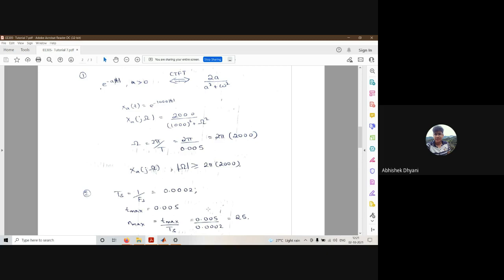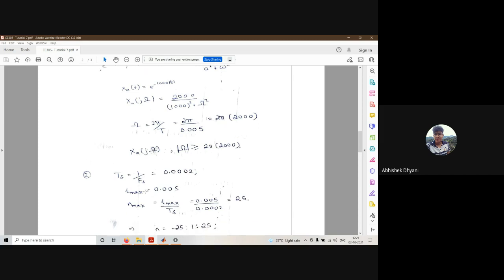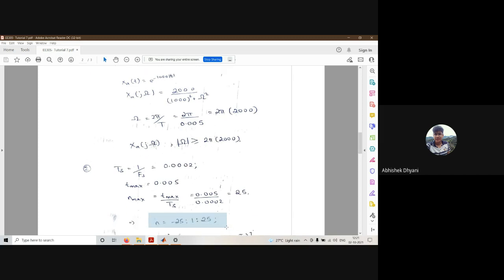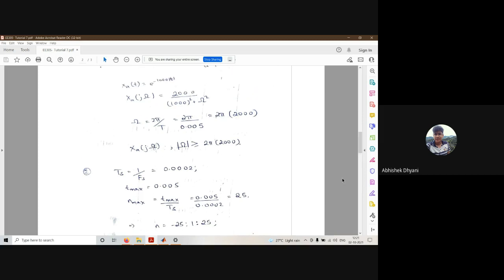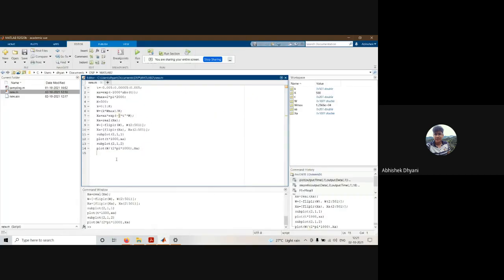So when we do sampling, we know that x of n is nothing but the signal x sampled at n times Ts. So from here I can calculate n max as t max by Ts. The maximum time is 5 milliseconds and the sampling period is 0.0002, so I get this as 25. That means we can have our sequence x of n from minus 25 to 25. Okay, so let's go back to Matlab.